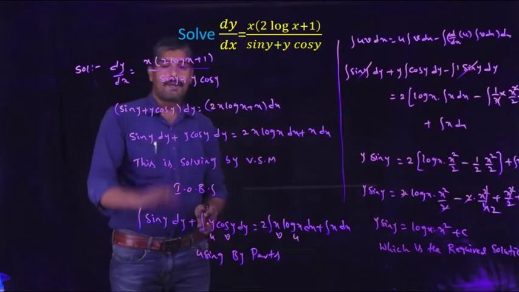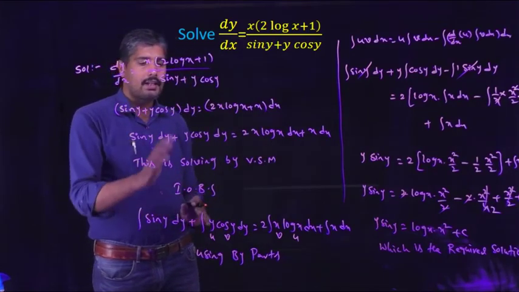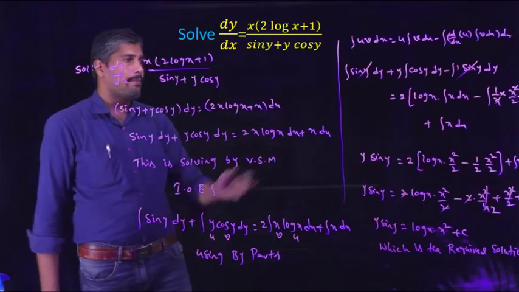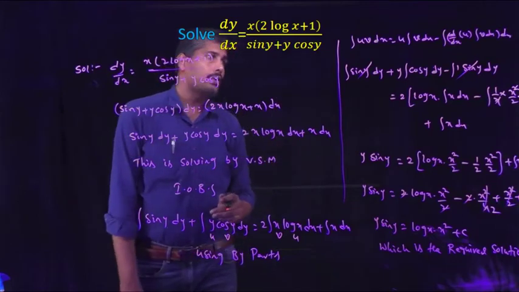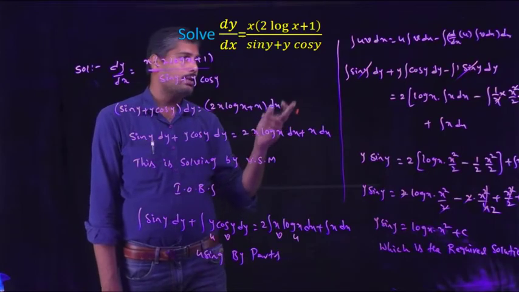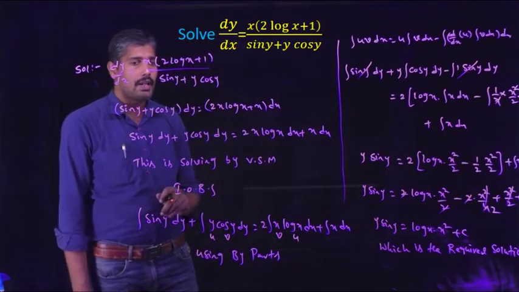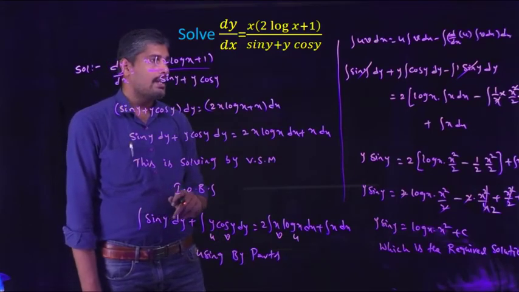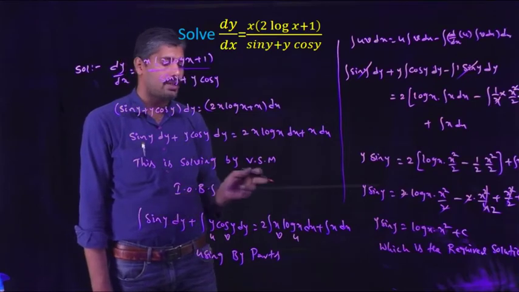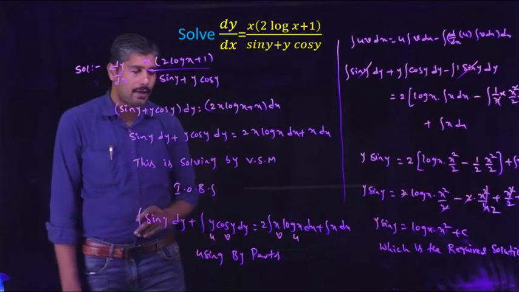See, just separate y terms and x terms, then integrate on both sides. Clearly, this is a variable separable method. By using by parts, we know the by parts formula: integral uv dx equals u into integral v dx minus integral of (derivative of u into integral v dx) dx. U can be taken by using ILATE. We know ILATE: inverse function, logarithmic, algebraic, trigonometric and exponential. That is very useful for by parts.